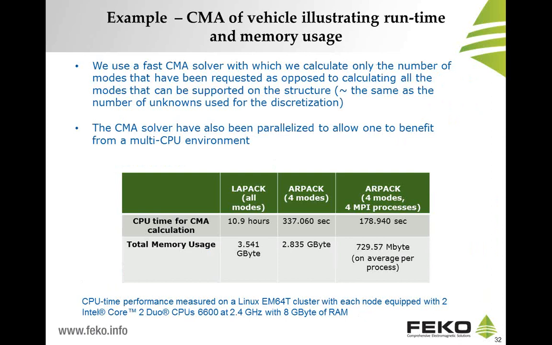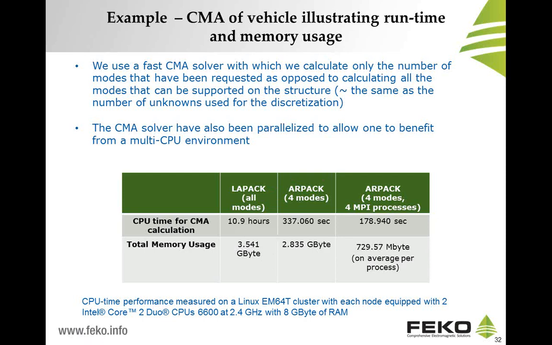Now, our characteristic mode solver is based on calculating only the number of modes that have been requested. This is as opposed to calculating all the modes that are supported on the structure, which is in the order of the same number of unknowns used for the discretization, which if we think about the car, is in the order of about 10,000. Now, if I can draw your attention to this table here, if we apply an eigenvalue solver that is based on calculating all of those modes, we can wait about 11 hours to get an answer and use about 3.5 gigabytes for the solution.